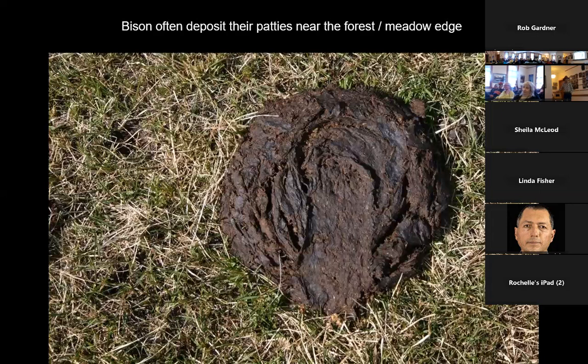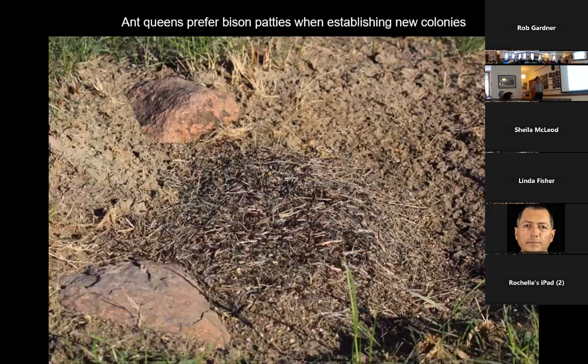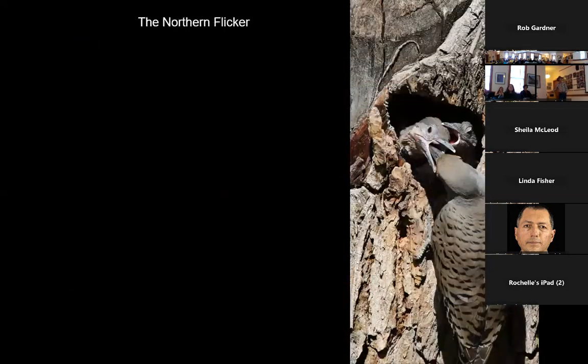Next. And in doing that, she was crawling around looking at these ants. She discovered that virtually every ant hole in the park was established by a queen on a buffalo pat. So as a result of that, there's a higher density of ant hills adjacent to the forest edge than there is out in the open. Next. And that's important for these guys, the northern flicker.